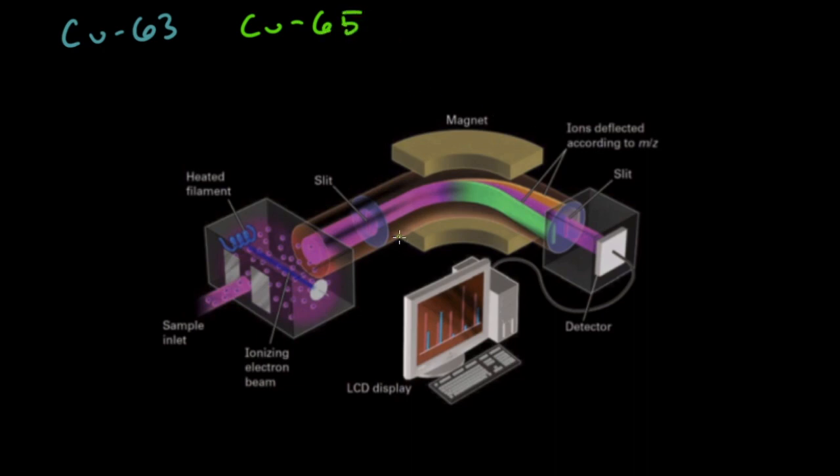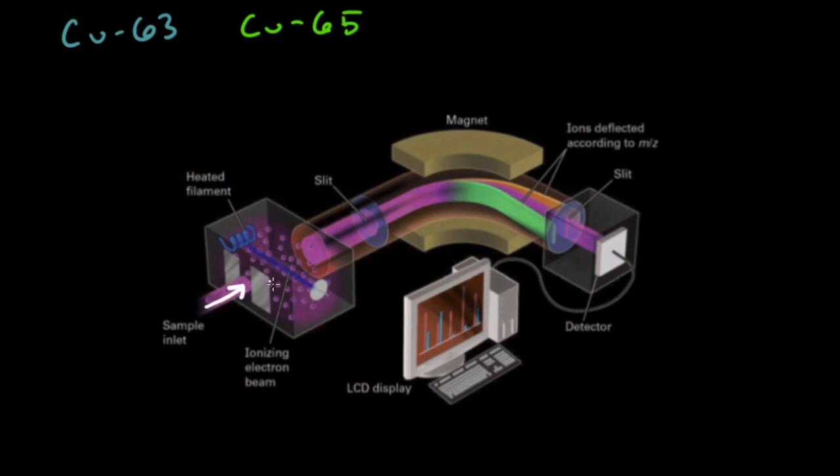And the goal for this is to determine the percentage of Cu63 that we have and the percentage of Cu65 that we have. What we're going to do is take this sample of copper and put it in the sample inlet right here. So we take the single sample of copper and we put it into this chamber right in here.